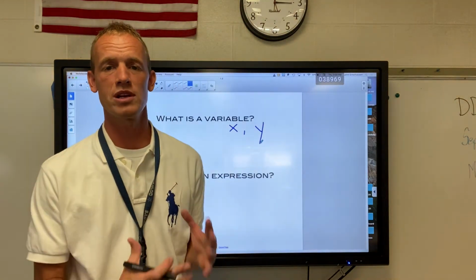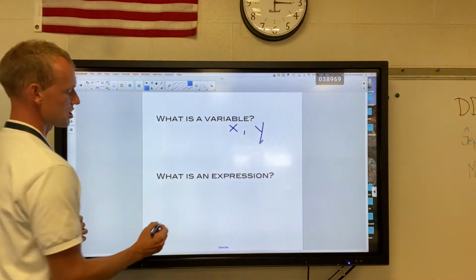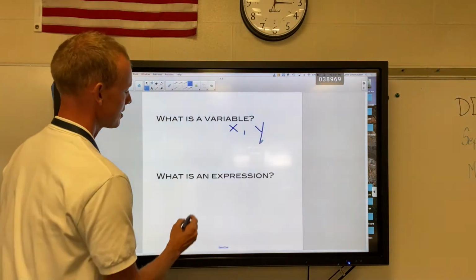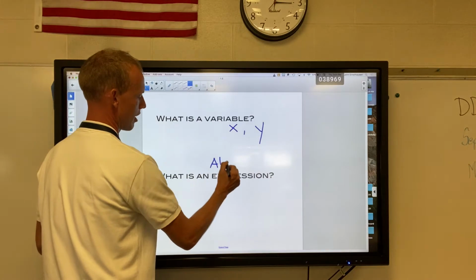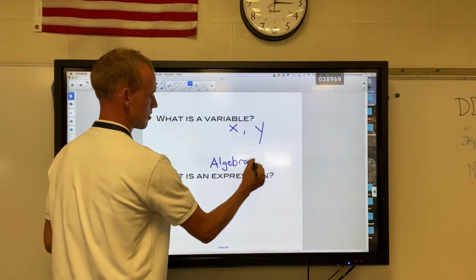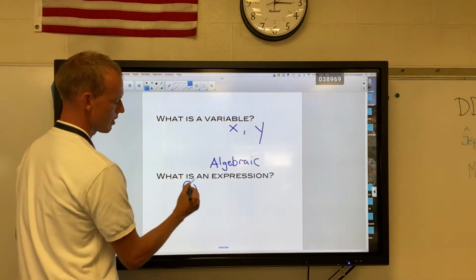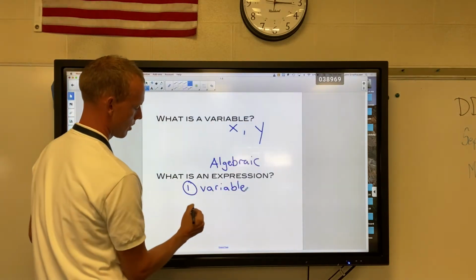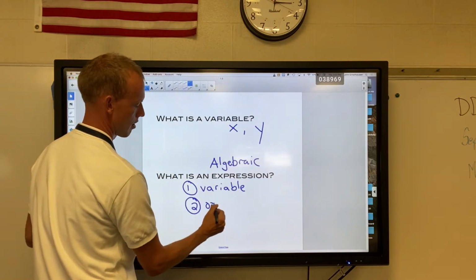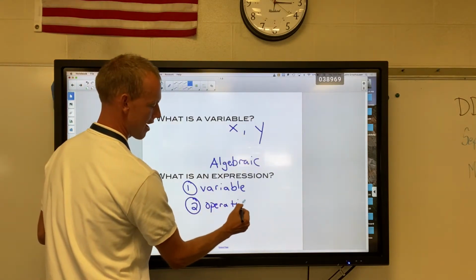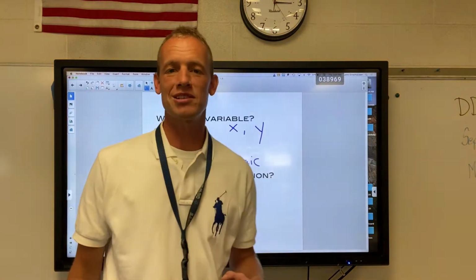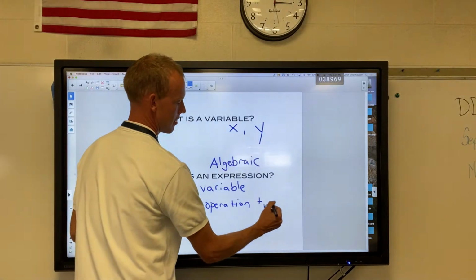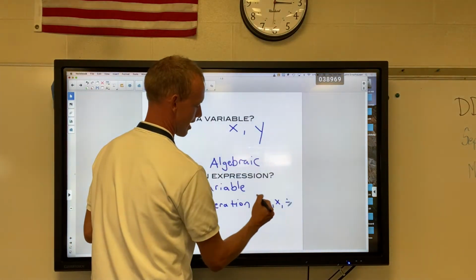Let's start with expressions. What is an expression? So an expression is something that does not have an equal sign. And I'm gonna take this a step further and we're gonna talk about algebraic expressions. And we're really looking for two things here. We're looking for a variable and we're looking for an operation. By operation, I mean adding, subtracting, multiplying and dividing.